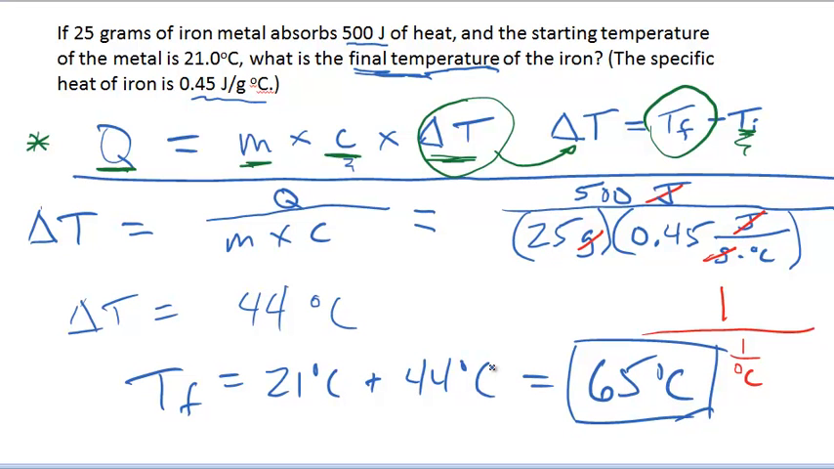I hope this helps a little bit. These are some of the things that you need to do to solve these problems. You start with this expression, the one that's given in your book, and I hope it helps to know that delta t is t final minus t initial.